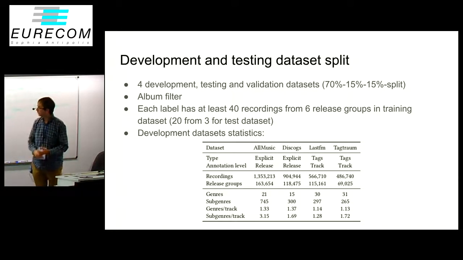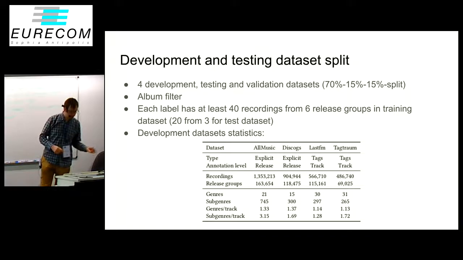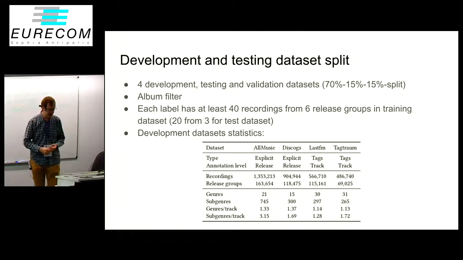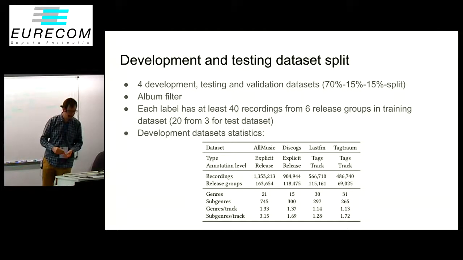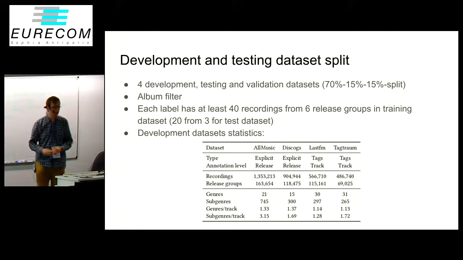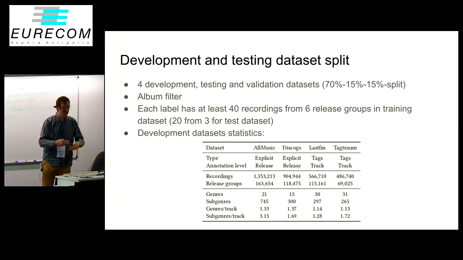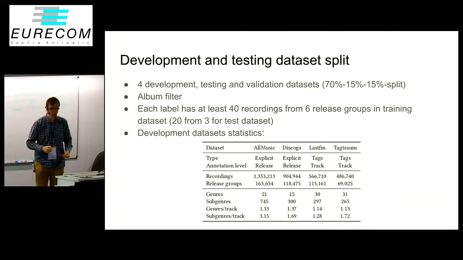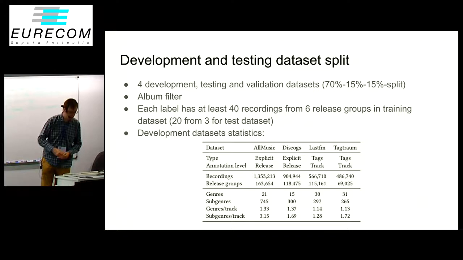1.3 million recordings with annotations from AllMusic, a little bit less, 500,000, for Lastfm and Tagtraum. This is not entirely overlapping, so we have less than 500,000 tracks which are annotated by more than one source, and quite a few less, about 200 to 300,000, that are annotated by all four sources at the same time.